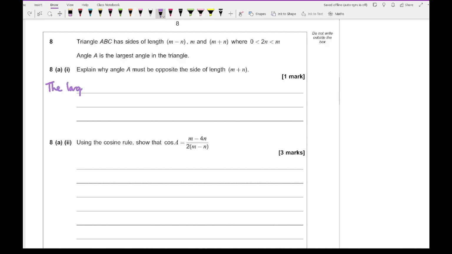largest angle in a triangle is always opposite the longest length.